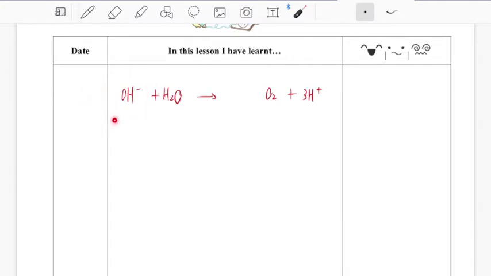On the left hand side, there's 1 minus. On the right hand side, total 3 plus. So to balance the charge, we need to have 4 electrons on the right hand side. But now remember we are at the positive electrode, so only the negative ions will be attracted to the positive electrode. So hence here the H+ will not exist.